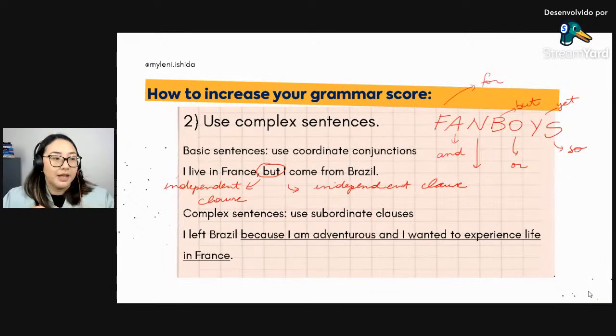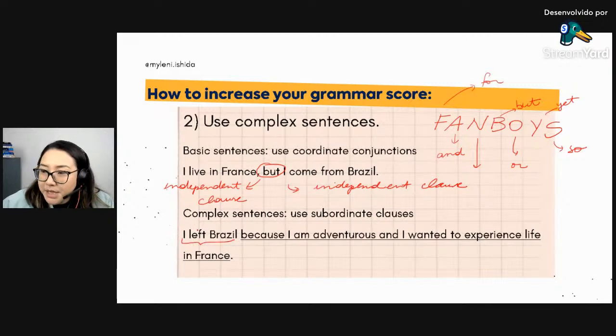When I use complex sentences, I'm gonna use subordinate clauses, so I don't have only independent clauses anymore. So I put here, I left Brazil. This is independent. I left Brazil, it means eu saí do Brasil, eu deixei o Brasil. This is an independent clause. But then I put like this: because I am adventurous and I wanted to experience life in France.